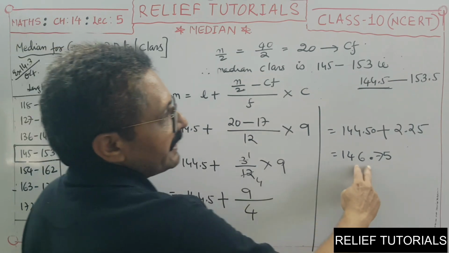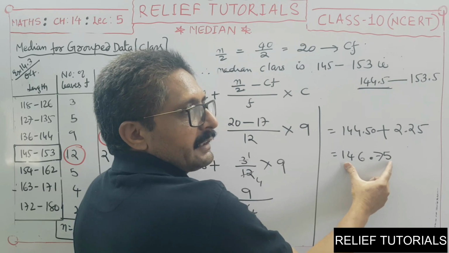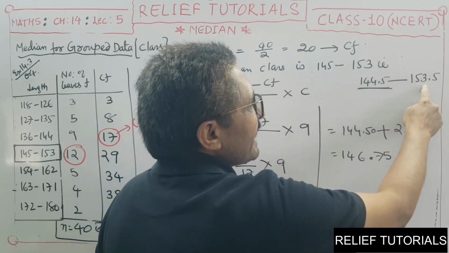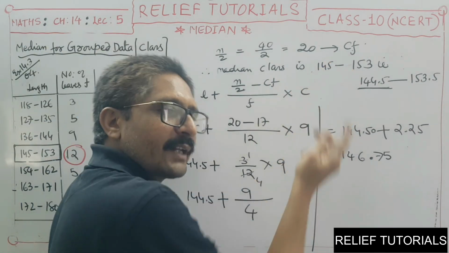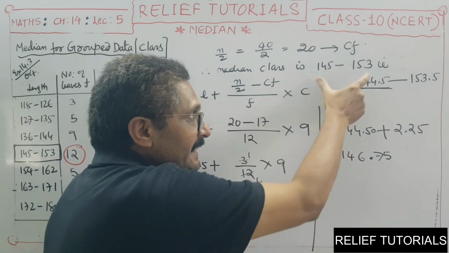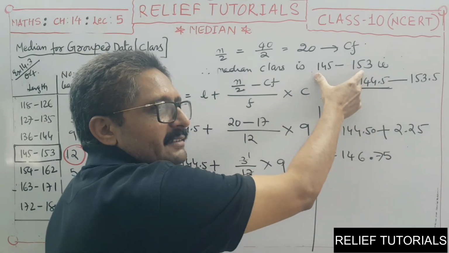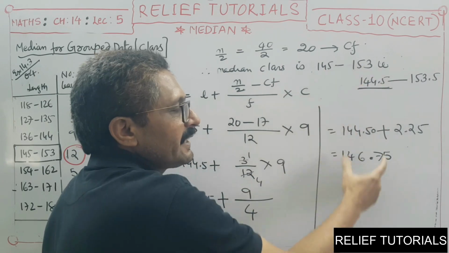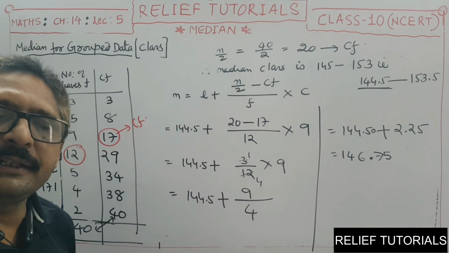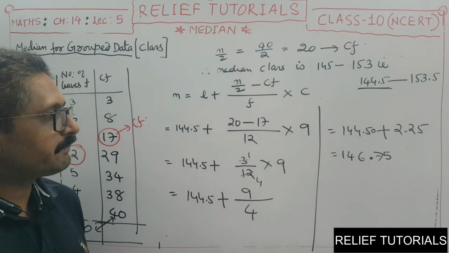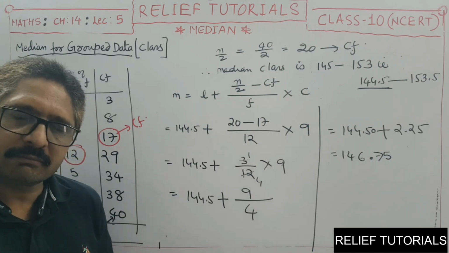See, it lies somewhere here from 144.5 to 153.5. If your answer does not lie in this class, your answer is wrong. Why? Because this is the median class, so naturally the median should lie somewhere in this class. If your answer does not lie in between somewhere here, your answer is wrong. So I hope you understood how to find the median for grouped data. Even so, if you have any problem, you can give me a call. Thank you very much.